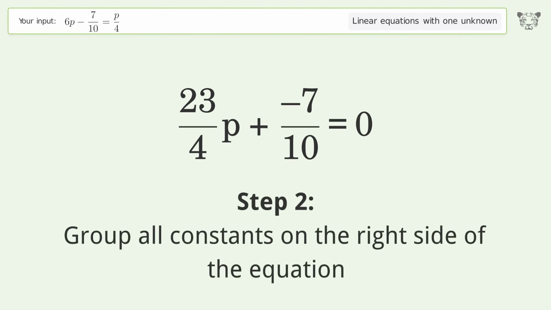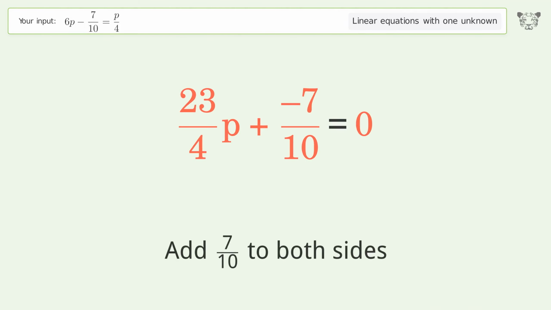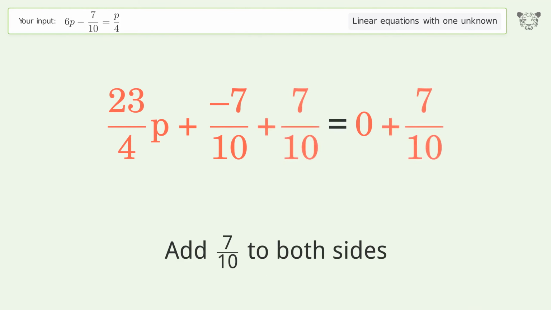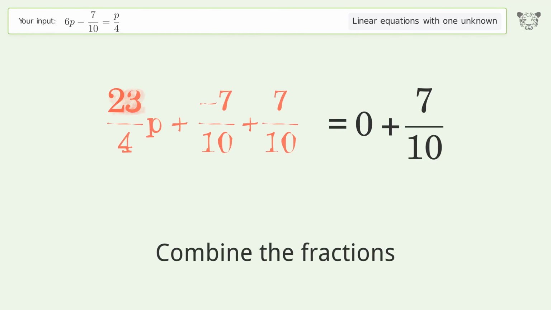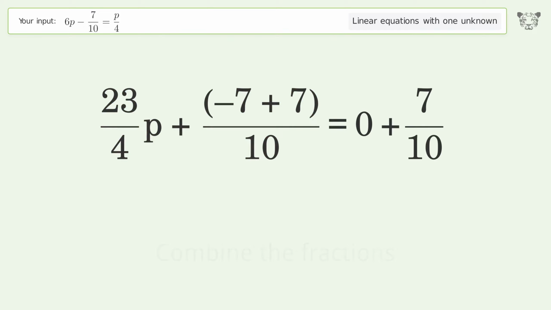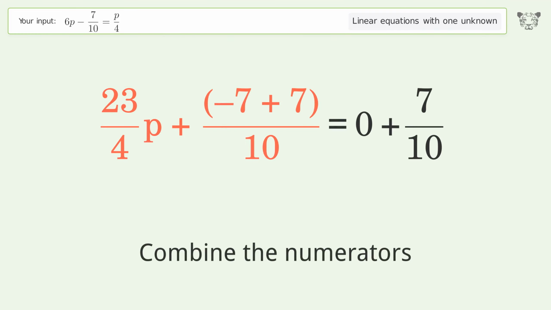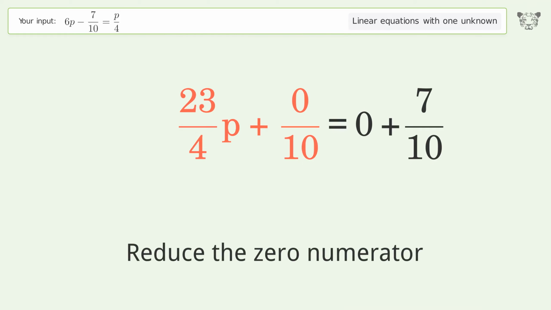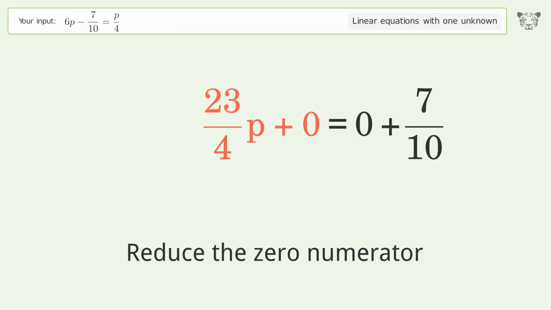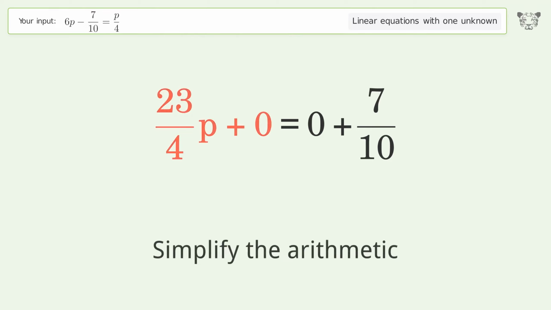Group all constants on the right side of the equation. Add 7 over 10 to both sides. Combine the fractions. Combine the numerators. Reduce the zero numerator. Simplify the arithmetic.